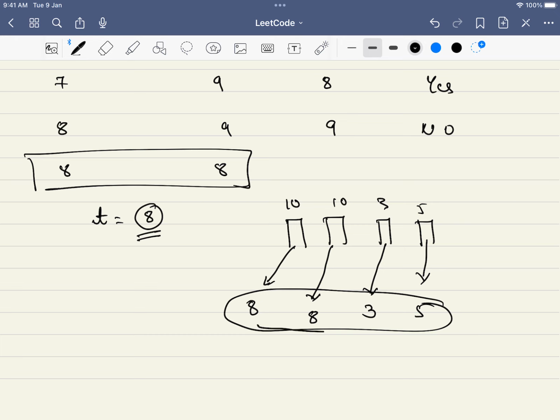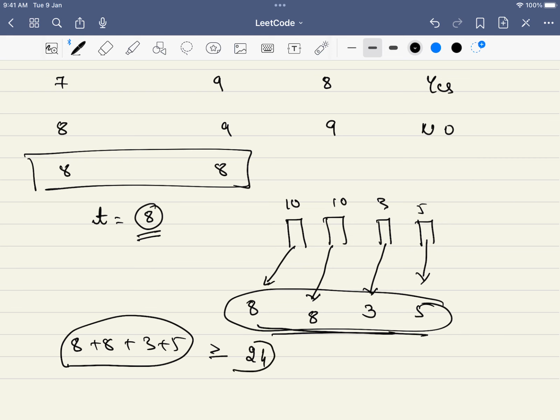Now if we add all this, that is 8 plus 8 plus 3 plus 5, it should come either equal to the energy or more than the energy that we want to run. If we have taken this, what is the amount of energy that we have? We have 24. So we can exactly run the 3 computers for 8 minutes.